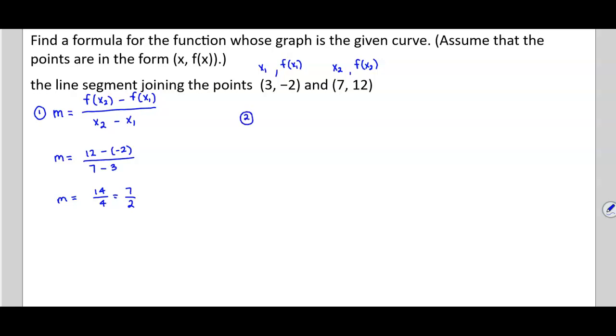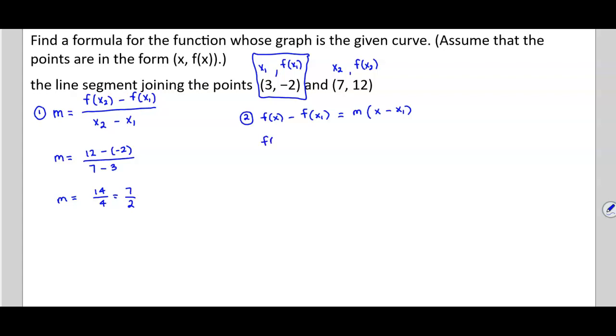Now in part 2, we want to find the point-slope form, or the equation of the line. What that means is the following. We have f of x minus f of x1, which is equal to the slope times x minus x1. Keep in mind that this is the one point that we labeled x1 and f of x1. Now we could use the other point as well. So let's go ahead and do this.